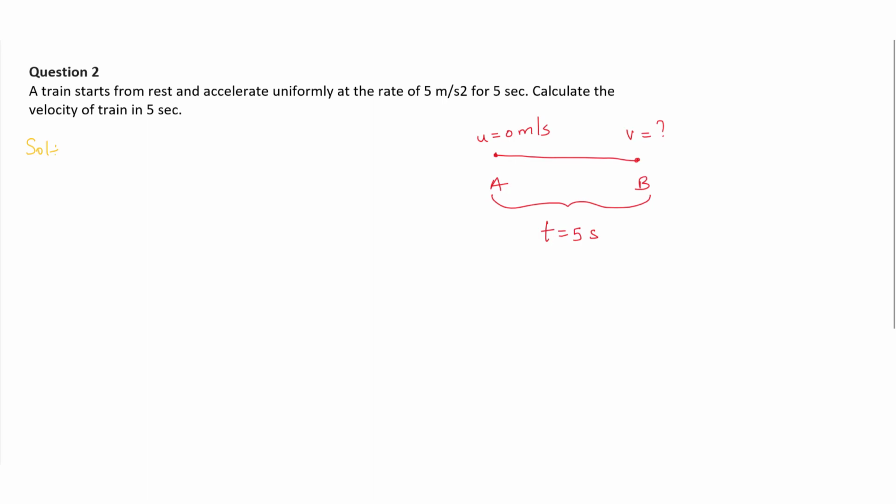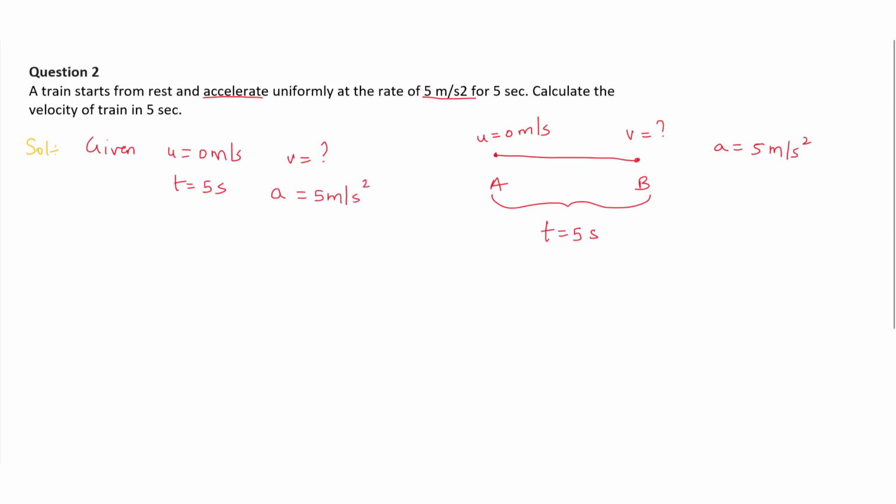And they have given us our acceleration because it is accelerating uniformly at 5 meter per second square. So our A is how much? 5 meter per second square. Okay, so given is U equal to 0 meter per second, V is what you have to find out, and T is given as 5 second. Also A is given as 5 meter per second square.